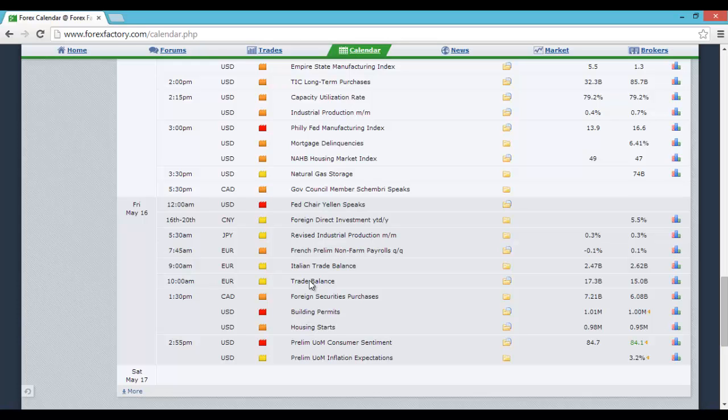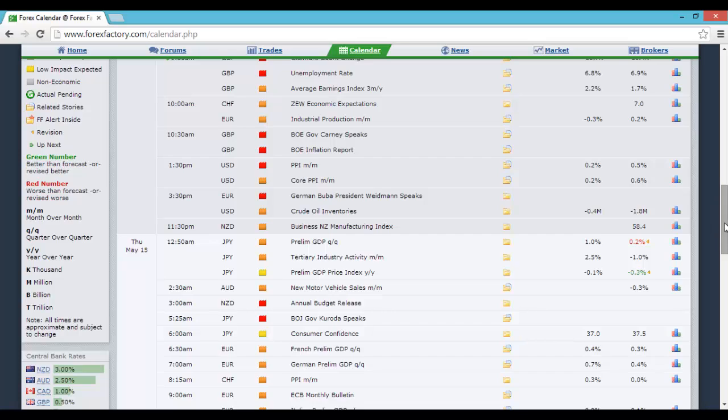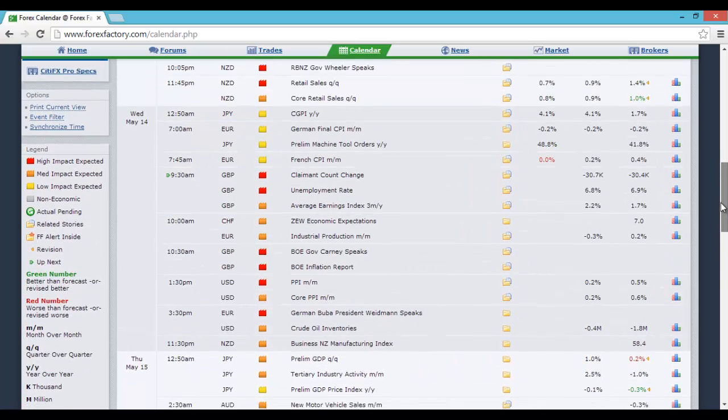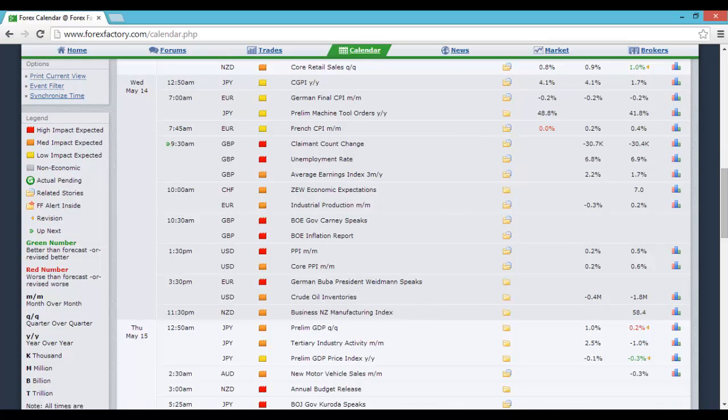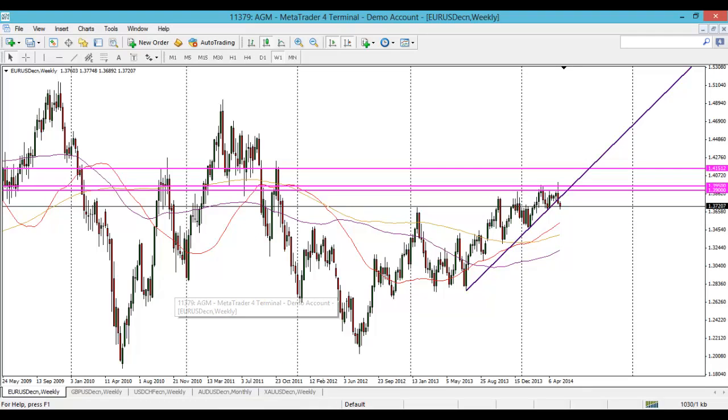So quite a bit out this week. Nothing major, pretty much a standard week in terms of data, to be honest. But today is definitely an interesting day in terms of UK if you trade cable, with all the sort of claimant count numbers, and then you've got Carney speaking as well. Anyway, let's go to the charts.